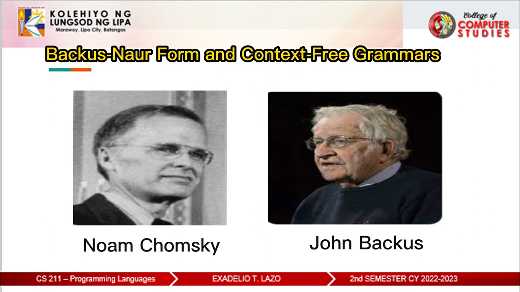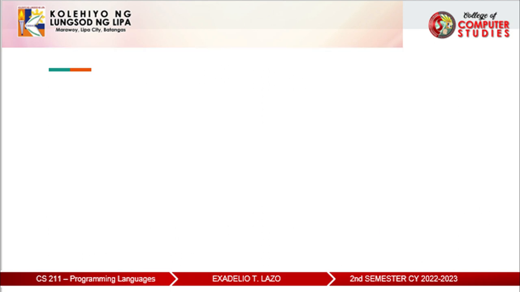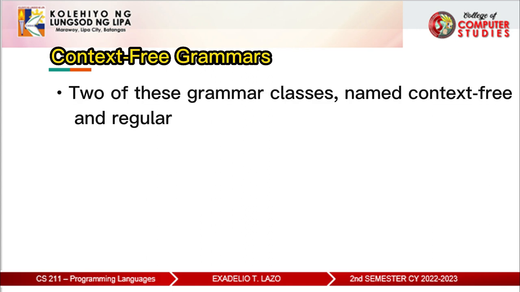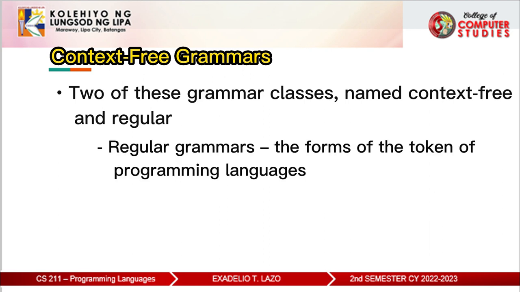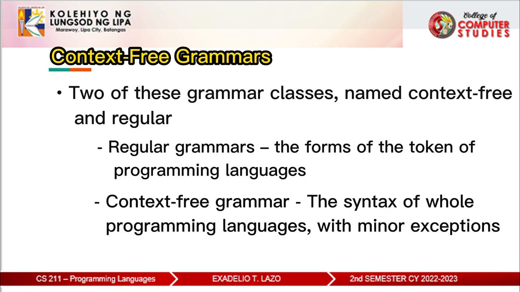In the mid-1950s, Noam Chomsky, a noted linguist among other things, described four classes of generative devices or grammars that define four classes of languages (Chomsky, 1956-1959). Two of these grammar classes, named context-free and regular, turned out to be useful for describing the syntax of programming languages. The forms of the tokens of programming languages can be described by regular grammars. The syntax of whole programming languages, with minor exceptions, can be described by context-free grammars.